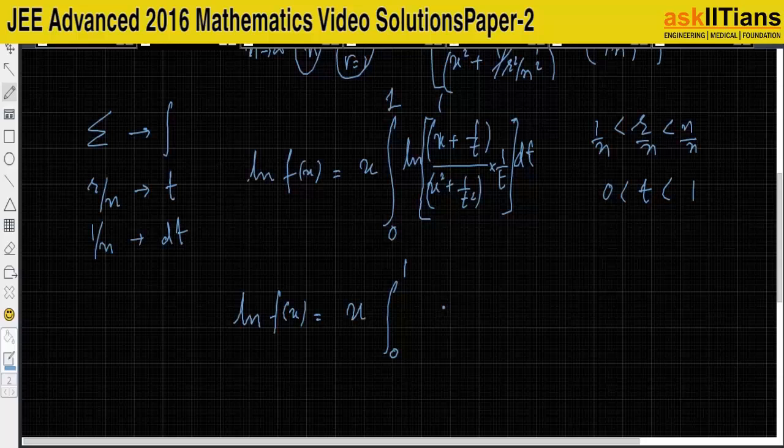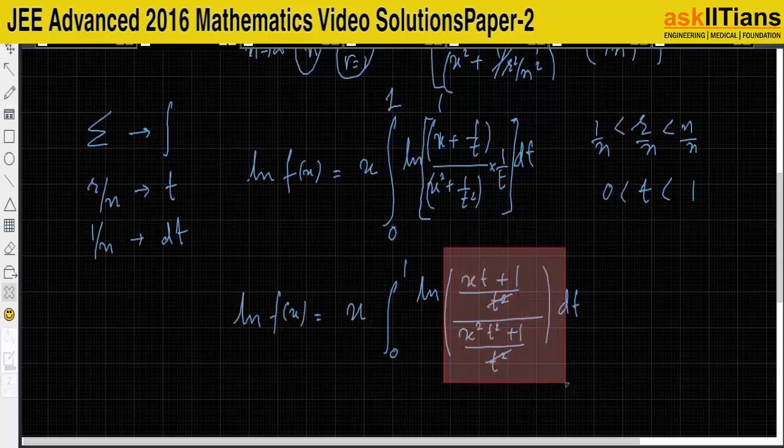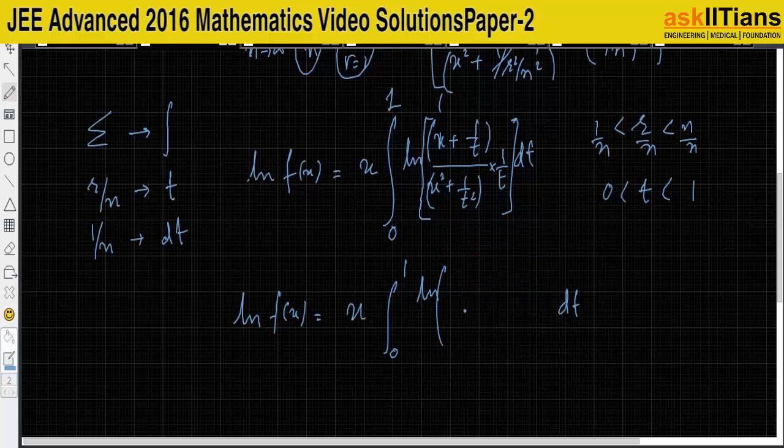And here I'll get ln of, if I take LCM, this will be xt plus 1 by t, whole divided by x square t square plus 1 divided by t square. Okay, and here also I have t square, so this thing will get cancelled, right? So basically I'll get this into dt. So if I write it more nicely without t square, this will be xt plus 1 divided by xt whole square plus 1, right?